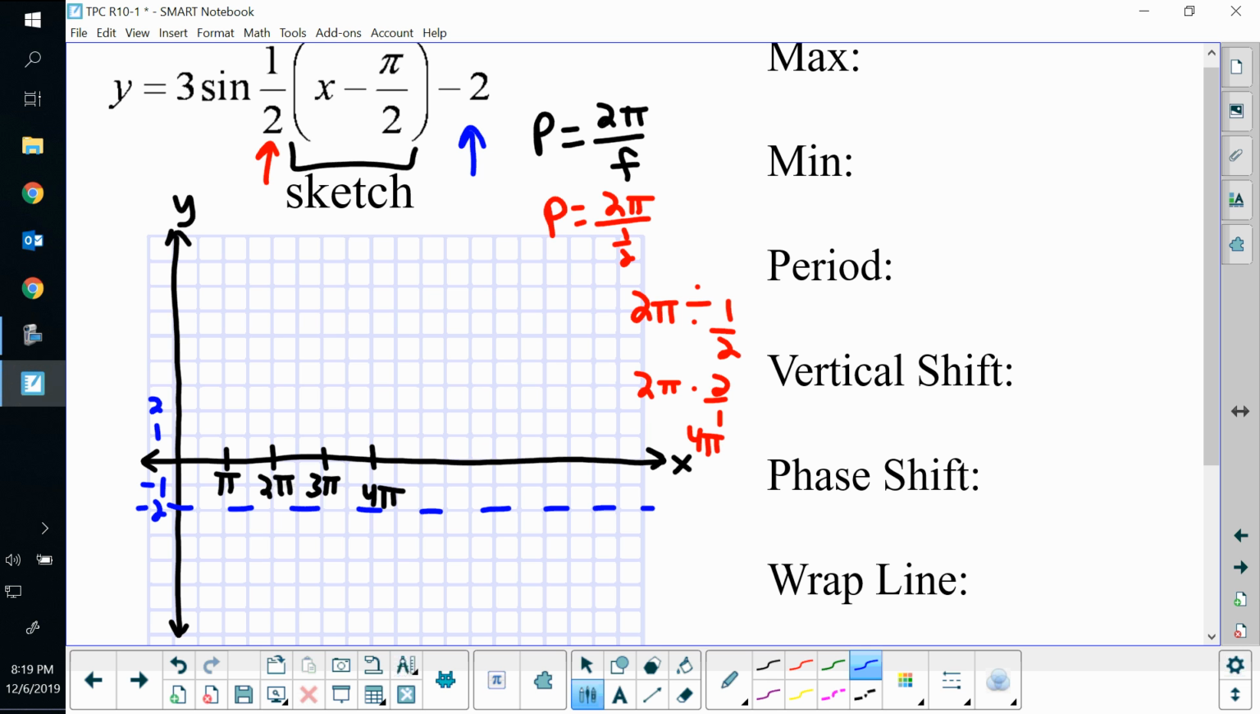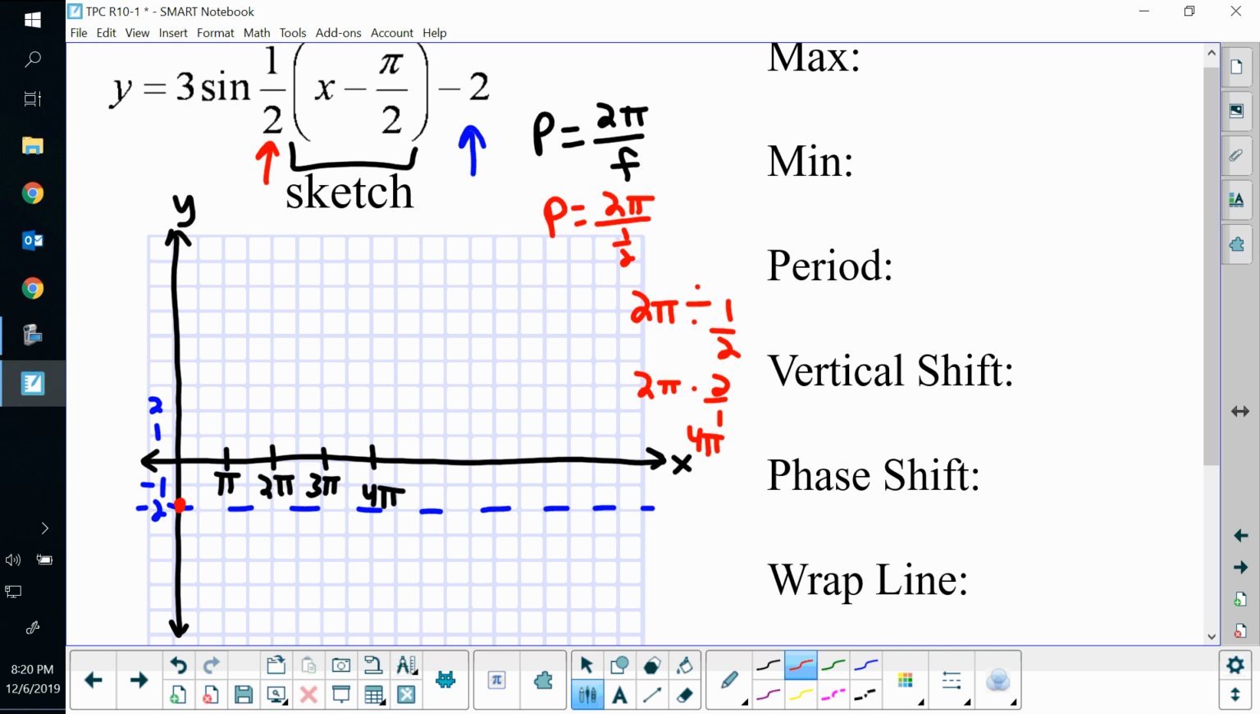So we did our x-axis scale by finding the period, then we drew in the wrap line. Now the key thing to remember when we go to sketch our graph is that a sine starts on the wrap line, sine on the line, and cosine starts off the wrap line. So because we have a sine, we are going to put our first point on the wrap line on the y-axis. Okay, first point always happens on the y-axis.